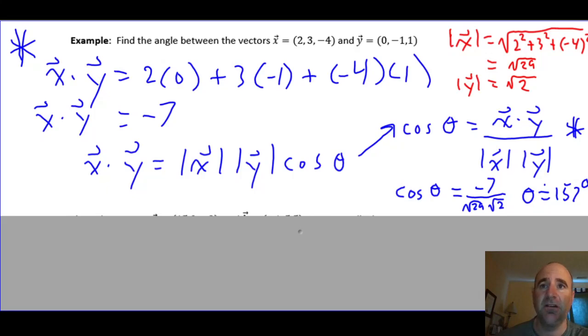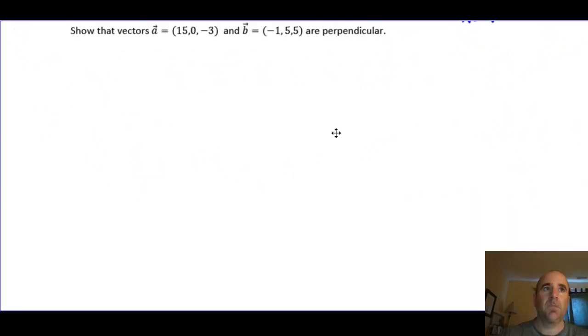figures, okay? You can find point-to-point vectors. You can find the angle between those vectors. It allows you to calculate the angle between, say, diagonals of cubes and things like that. And some of the homework questions are going to ask you to do that. Okay, this next problem asks you to show that two vectors are perpendicular.